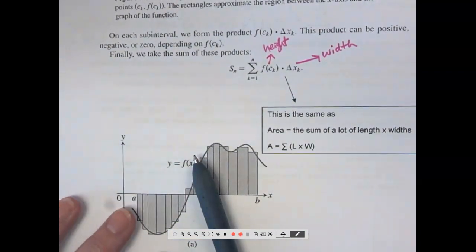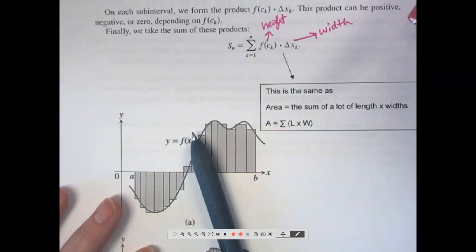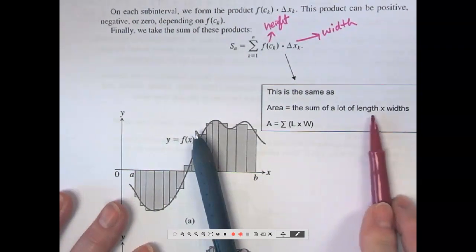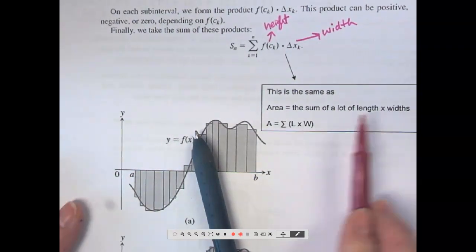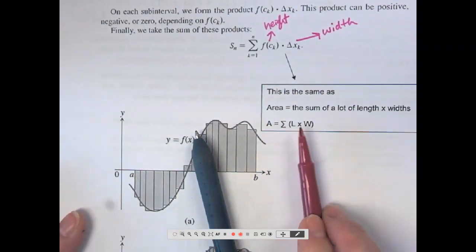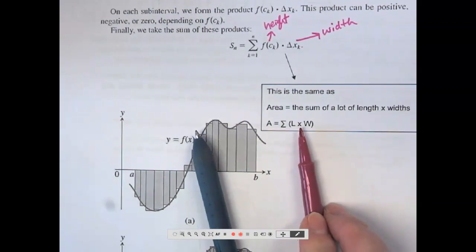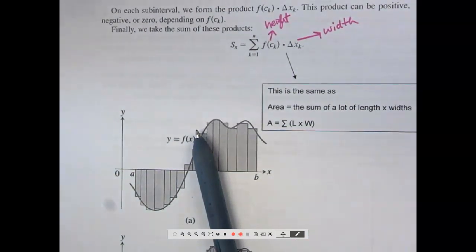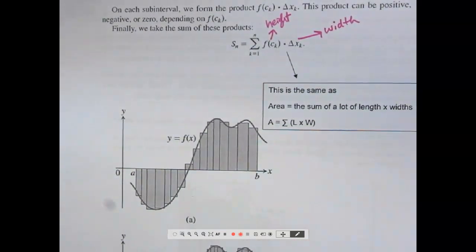Because it's fancy math notation. So this is the same as area equals the sum of a lot of length times widths, or area is the summation of length times width, which is what we've been doing. This is just fancy notation. It's not always 1, no. You'll have to be told what to start and stop at.